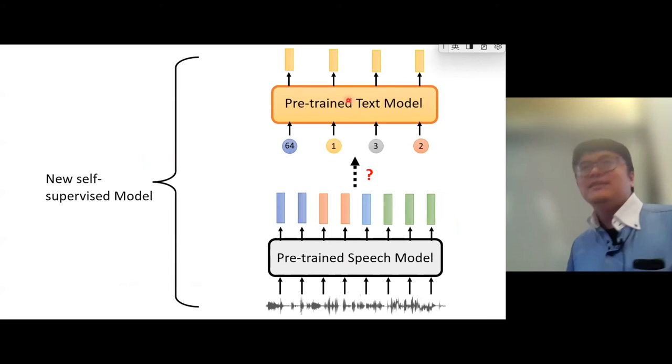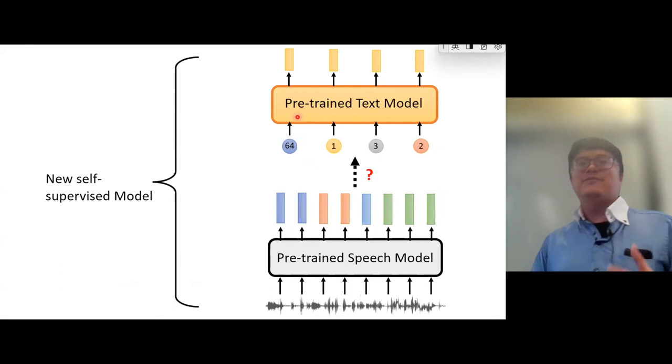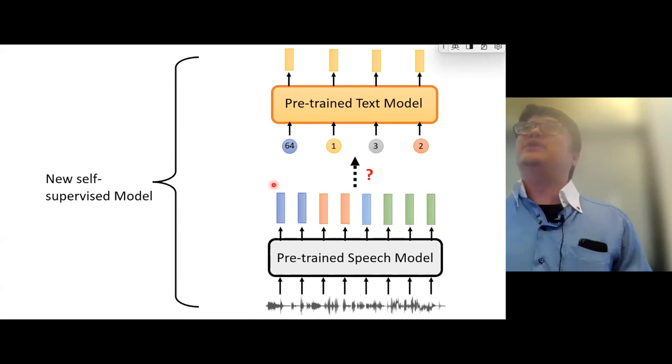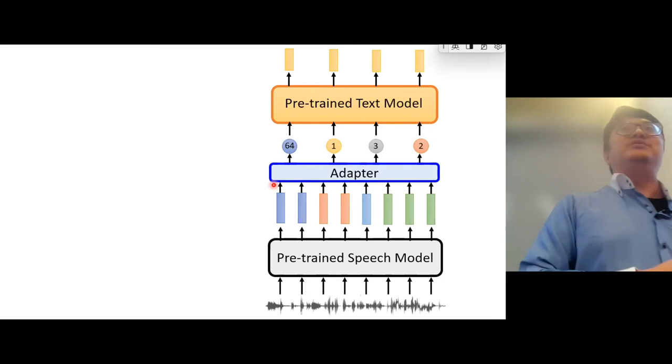However, they cannot be directly concatenated in a trivial way because the output of the pre-trained speech model and the input of the pre-trained text model are in different spaces. If we directly concatenate them, probably this is not the optimal way we can leverage both models. So what we are going to do is add an adapter layer between the output of the self-supervised speech model and the input of the pre-trained text model.